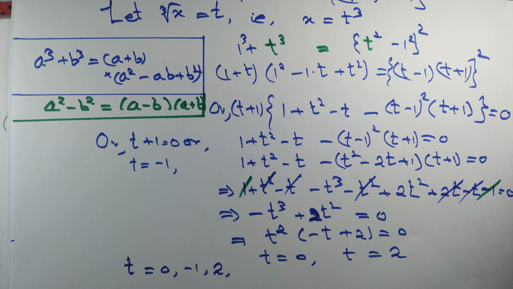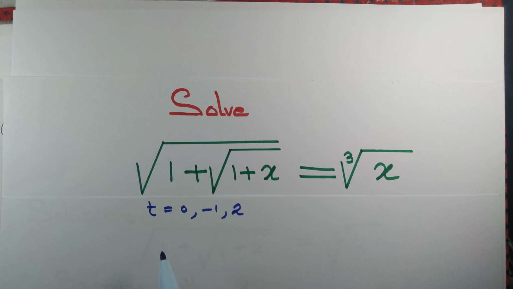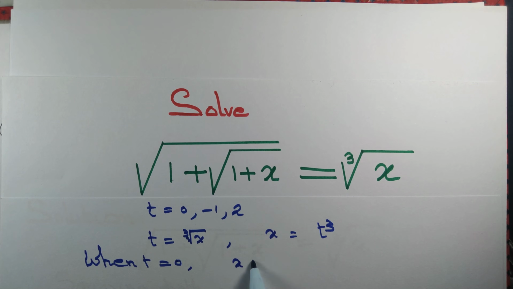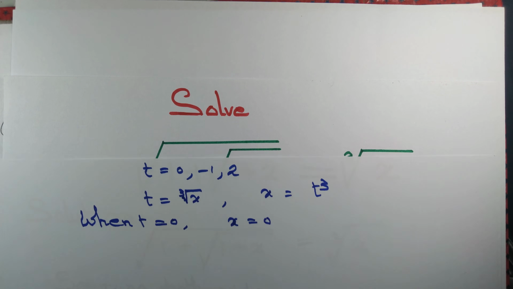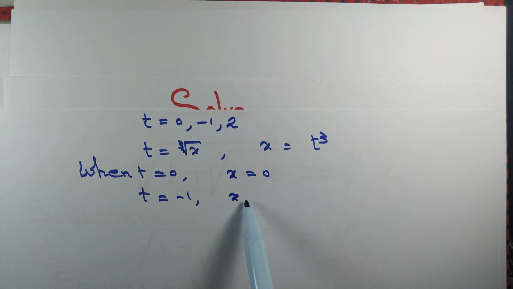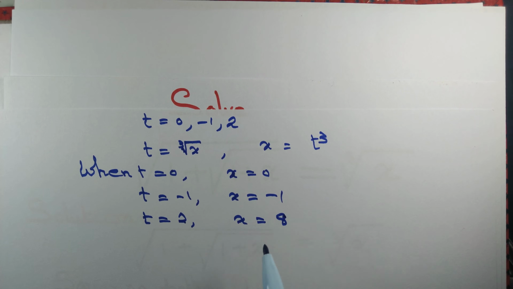Let's see what are the values of x that we'll get. We have assumed t equal to cube root of x, that is x equal to t cube. When t equal to 0, x equal to 0. When t equal to minus 1, x equal to minus 1. When t equal to 2, x equal to 2 cube, which is 8. That's it. We obtain 3 different values of x.